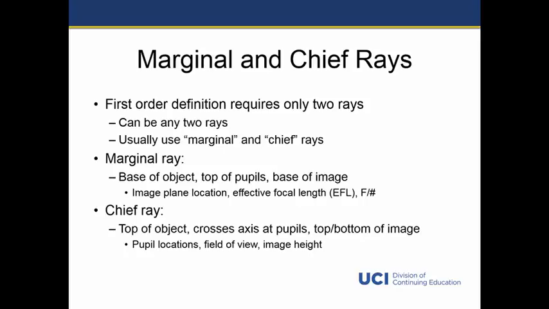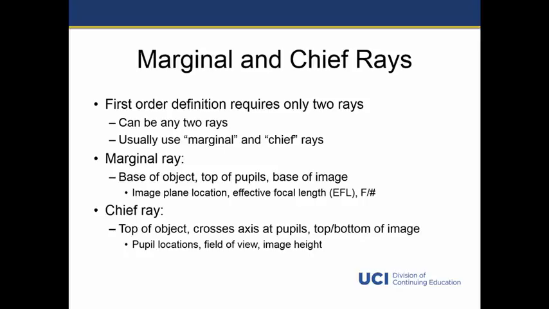When we want to define the properties of our optical system to first order in the paraxial region, we only have to trace two rays through the system. And although it can be any two rays, we usually use two very specific and special rays that are called the marginal ray and the chief ray. Now, what do they do?